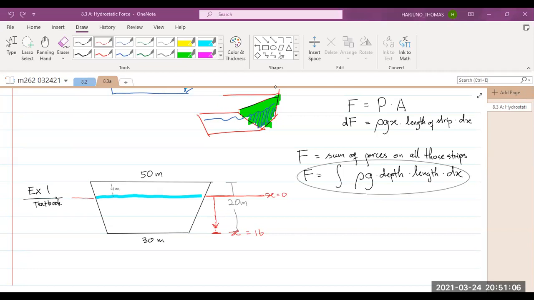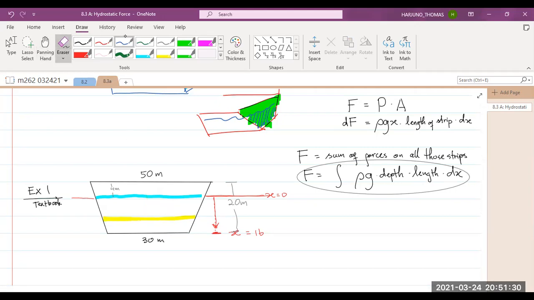I don't want you to think that every time we go downward, it will be positive. No, that's not true. It's because of how we define our x. Now for each x that we choose, let's say this is our x, can we find what is the length associated to that as a function of x?